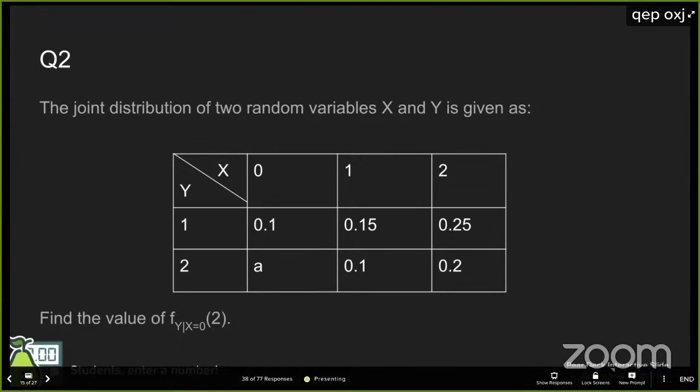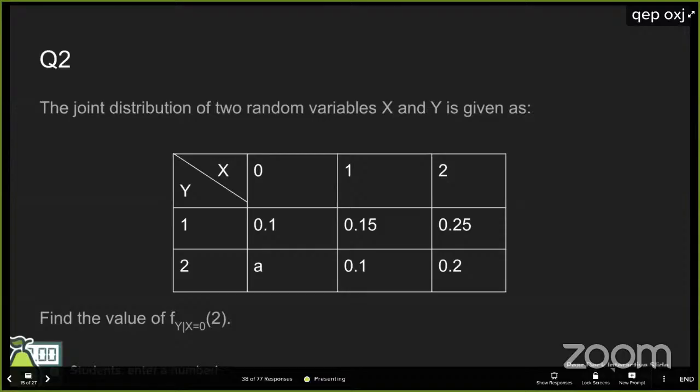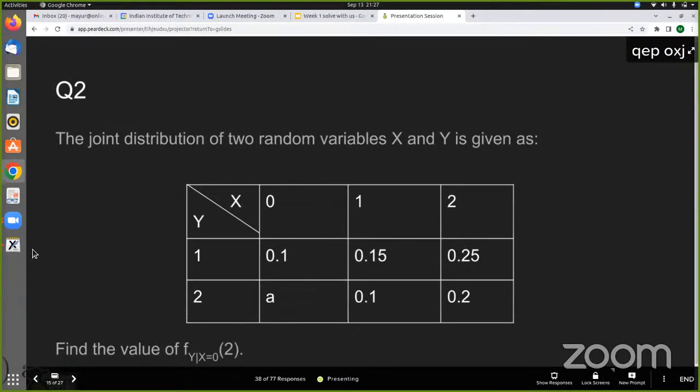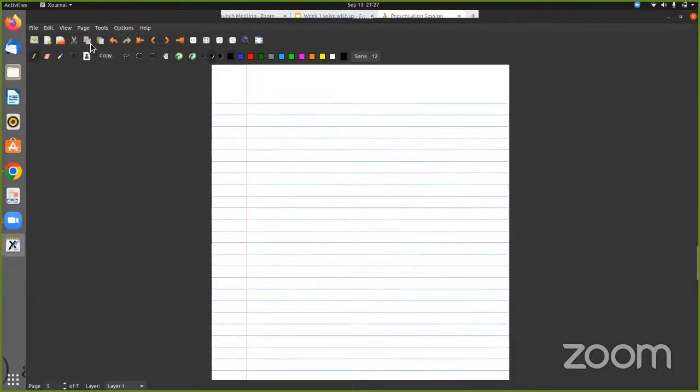Okay, a lot of people have answered here, 0.66 or 0.67, whatever is there. I'll try to explain how this joint distribution looks and how the conditional density will look. Can anyone tell me the table here? These are the values taken by x: 0, 1, 2, and y takes 1, 2.